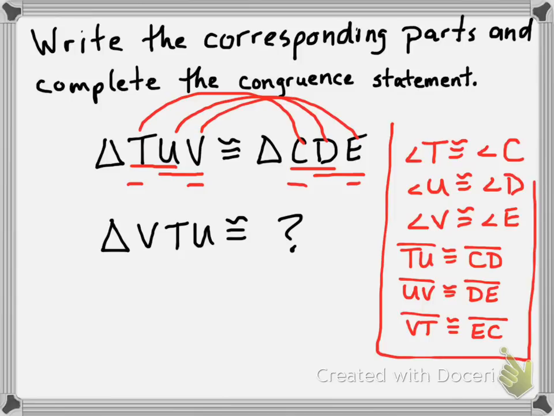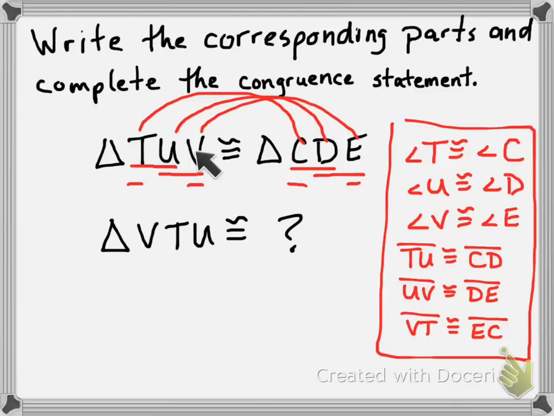So those are my corresponding parts. All three corresponding angles, all three corresponding sides. And I didn't even need the triangles to do it because the congruent statement tells me all of this. Okay, now the last part, I have to complete this congruent statement for the same two triangles.